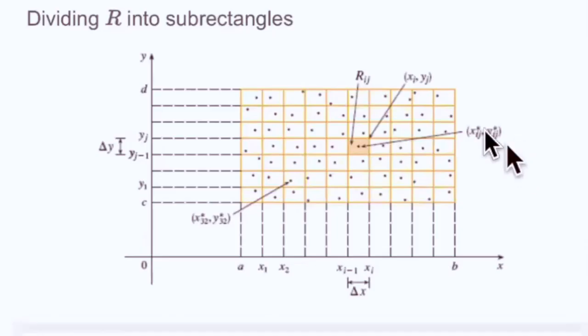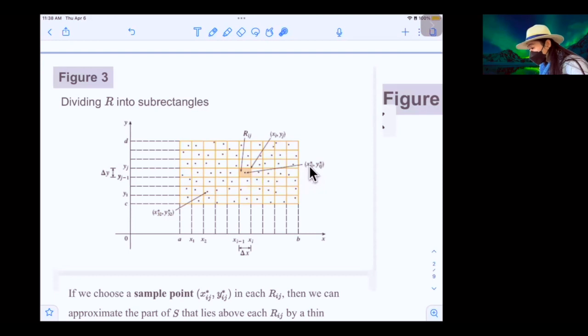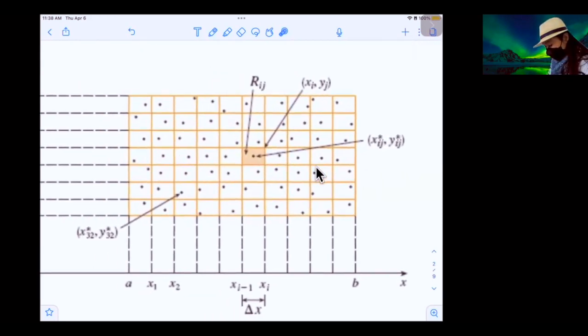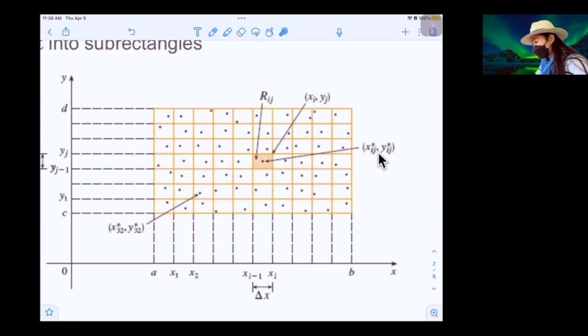And what you do over here is you're going to pick a random point inside each subrectangle. Let's call that point xij star, yij star. It has two indices because that point has an x coordinate and a y coordinate. So basically it's in the i-th column and along the j-th row, right? So we pick this arbitrary point inside this subrectangle.